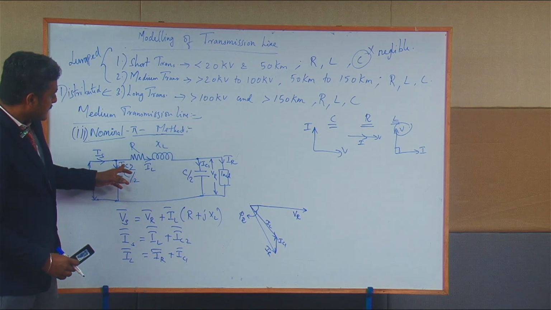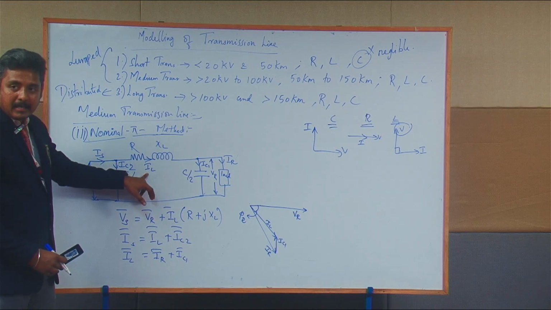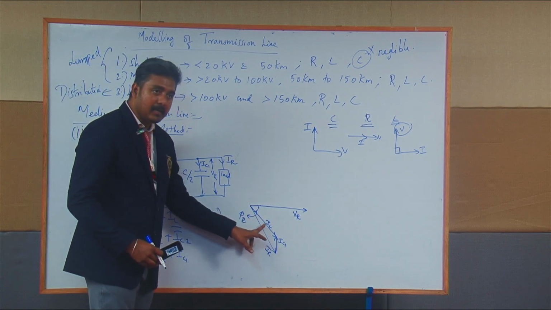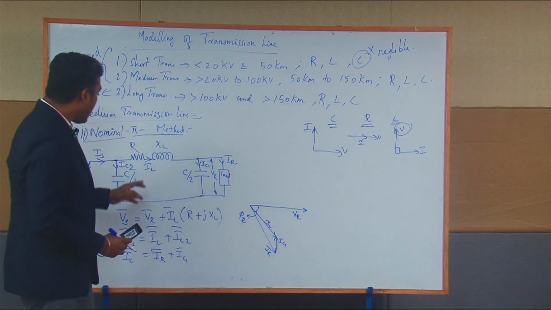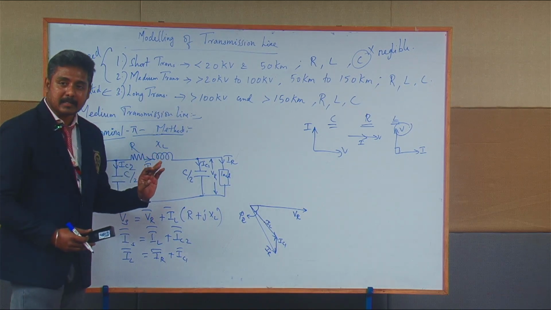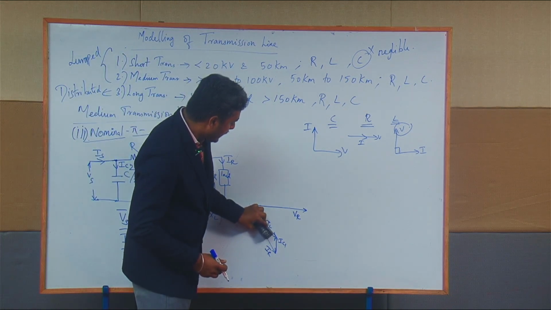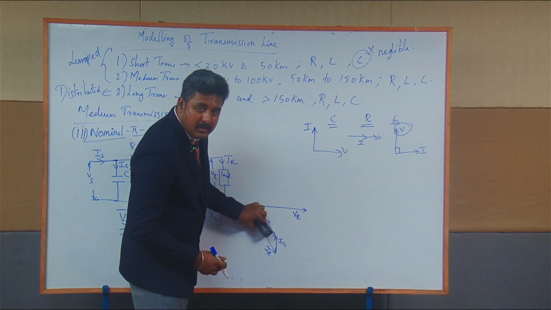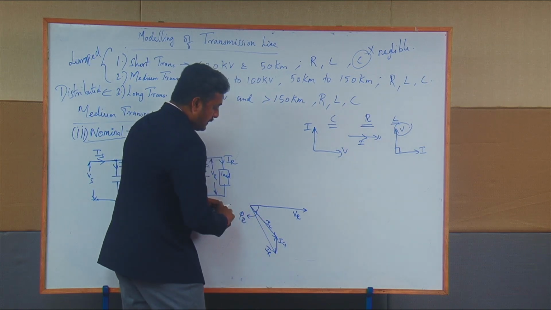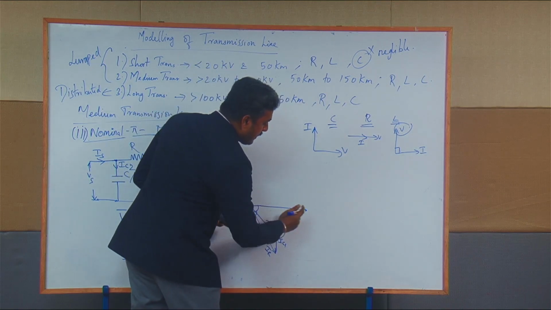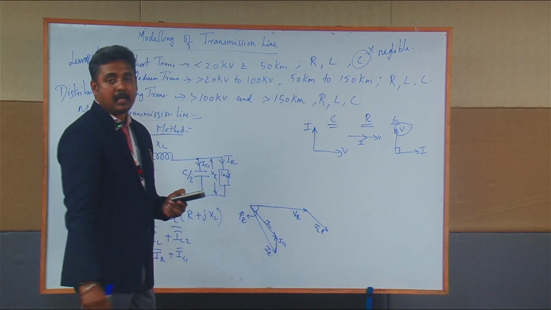Now, what is the current flowing in this transmission line? In this transmission line, the current flowing is the IL vector. Here, we have drawn the IL vector. With this IL vector, you can draw the IL into R vector and the IL into XL vector. IL into R is the voltage drop across the resistance, which is in phase with the IL vector. That is, this IL vector and IL into R vector will be in phase.